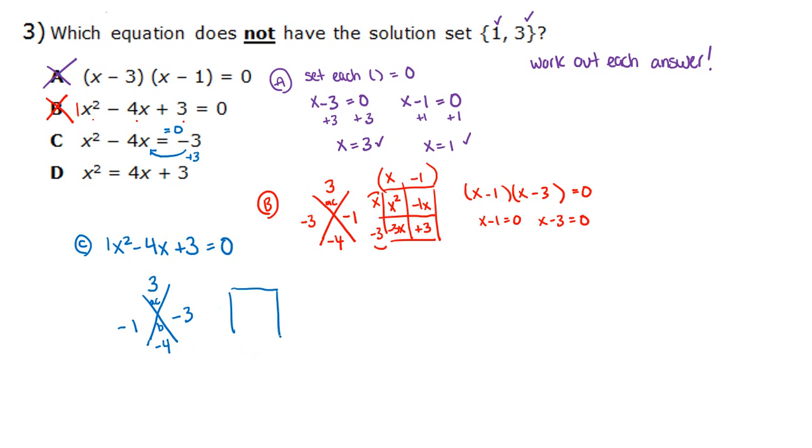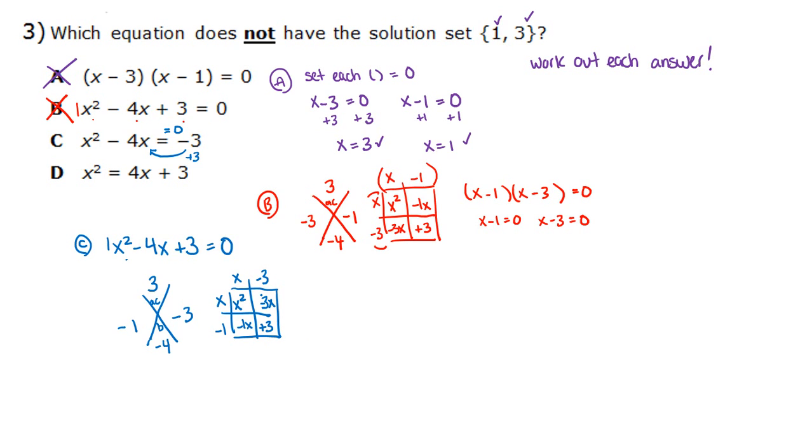Alright, now next. If I put these in a box, my first term goes in the first box. Last term goes in the last box. My answers go in the bottom left and the top right. Take the GCF out of this first column and you have x. X times x is x squared. Then we have negative 1 times x is negative 1x. And then negative 3 times x is negative 3x.